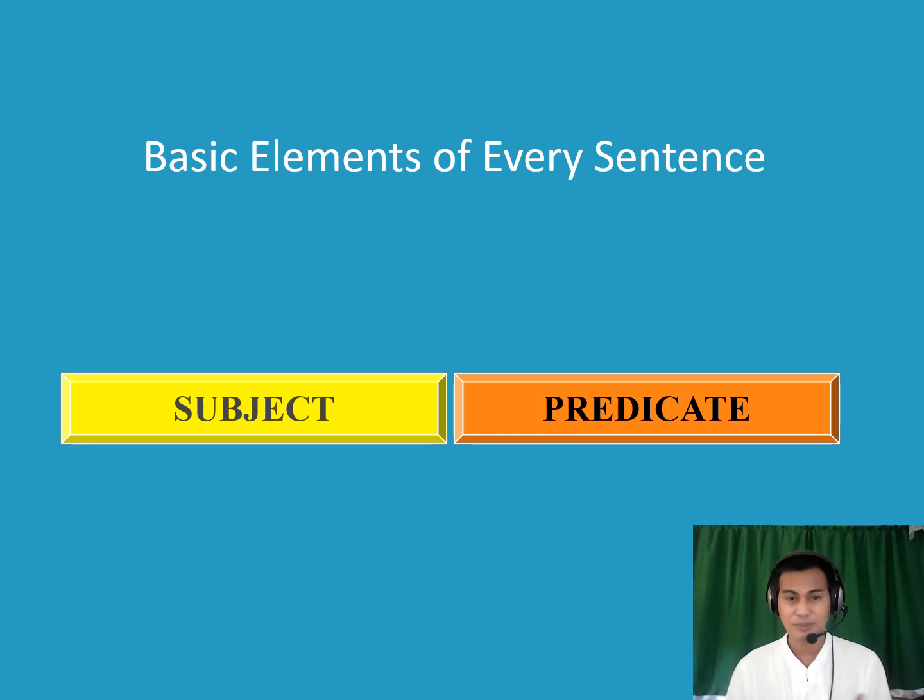What is a subject? It is something or someone that is talked about in the sentence. It's the doer or the actor in a sentence. It's who or what we are talking about in the sentence. Whereas the predicate tells something about the subject. Its principal part is, of course, the verb. It tells what our subject is doing or making. That's a predicate.